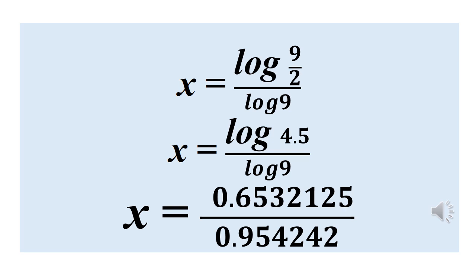Now, if we simplify the 9 over 2, 9 divided by 2 will give us 4.5. So we have x equals log 4.5 over log 9. Log 4.5 is 0.6532125 and so on. Over log 9 is 0.954242 and so on. So that's our x for now.